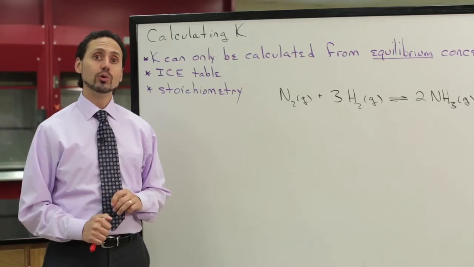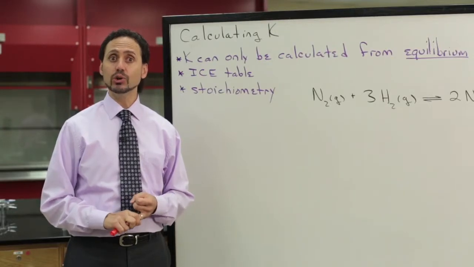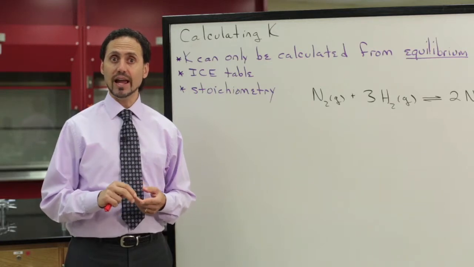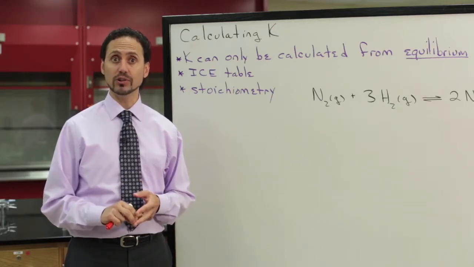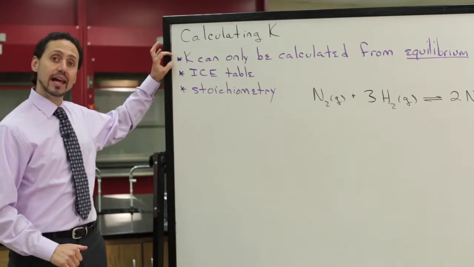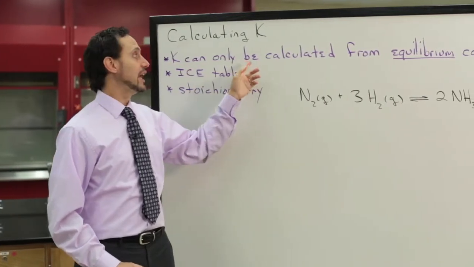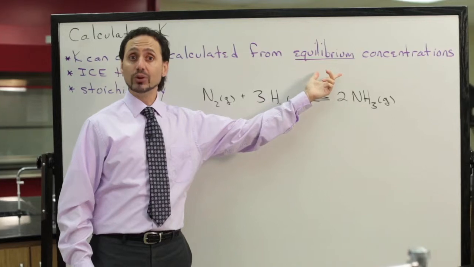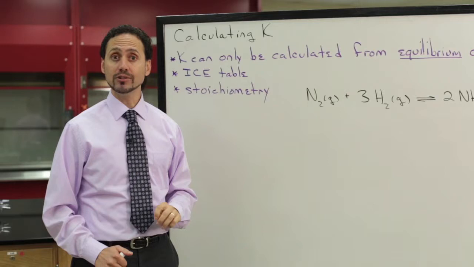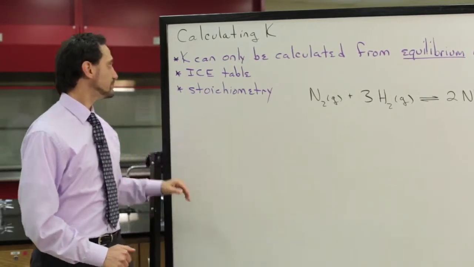So in this video, we're going to look at some of the tools you need and the techniques you'll use to calculate equilibrium constants if you're given some initial concentrations and some or none of the equilibrium concentrations. Now, what are some of the tools you're going to need? First of all, and I can't stress this enough, your equilibrium constant can only be calculated from equilibrium concentrations. That's why they're called equilibrium constants, because they're calculated from equilibrium concentrations.